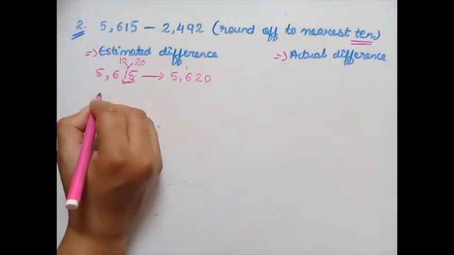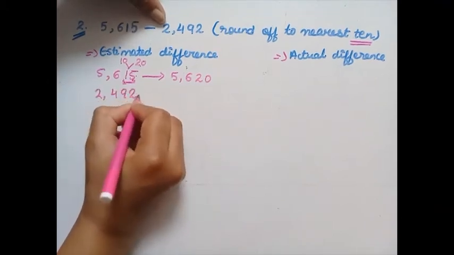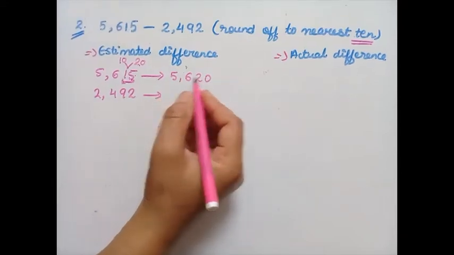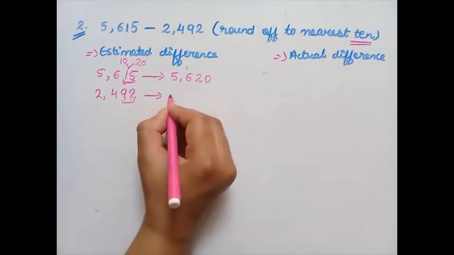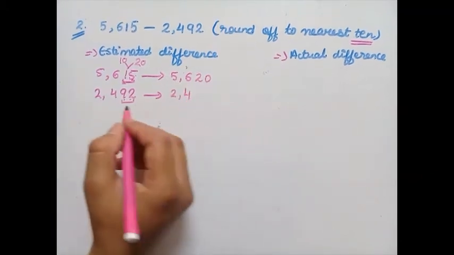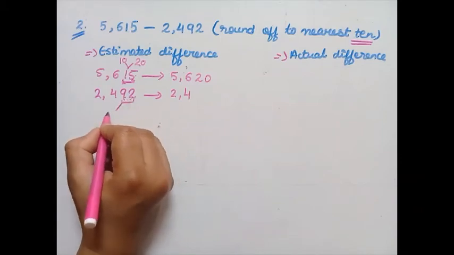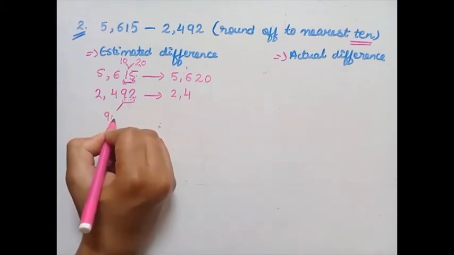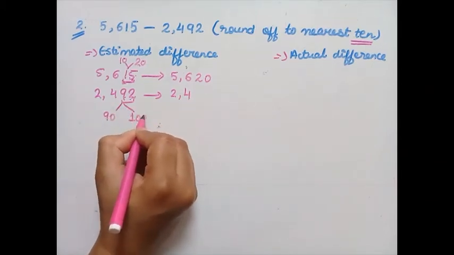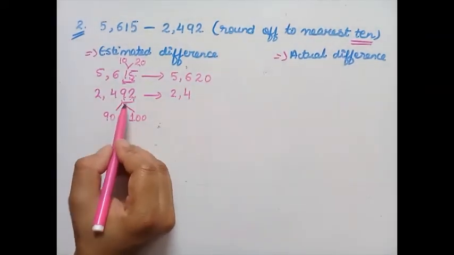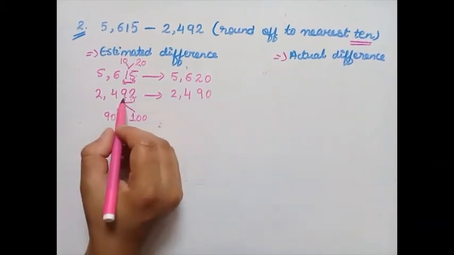And our next number is 2492. Round off this number to the nearest tens. So ones and tens. Again note down these two numbers as they are, no need to change. And here it is 9 and 2, 92. So here at the tens place there is 9 and put 0, 90. And what comes after 9? It's 10 and put 0, 100. So 92 is closer to 90. So we will write 90 in place of 92.